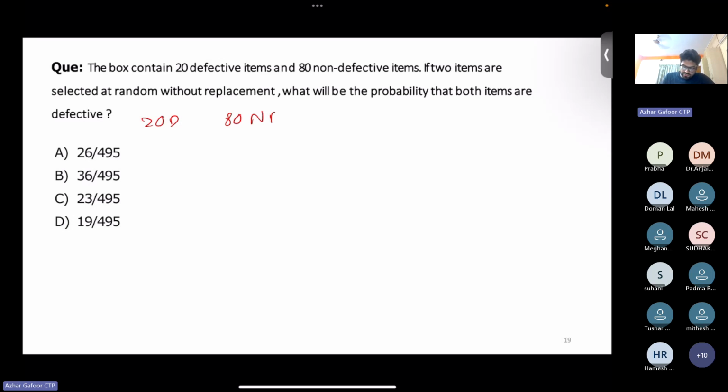Both items need to be defective. In the first draw, we need to take any 20 items from the total 100. And now we have only 19 defective items left. We are doing it without replacement, so we have only 99 items left. So if you do this, how much will it be? 19 by 495, so the answer should be D, right? Okay.